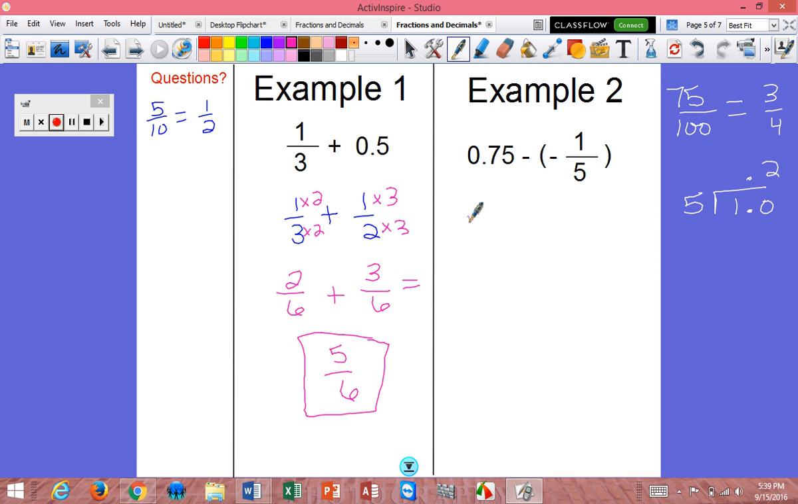So I'm going to rewrite this as 0.75 minus, keep in mind this was a negative fraction, so this would be a negative decimal. And then we do not subtract with negative numbers, we add the opposite. So then I would simply have a positive 0.75 plus a positive 0.2, and we line up our decimals. And I would get 0.95.